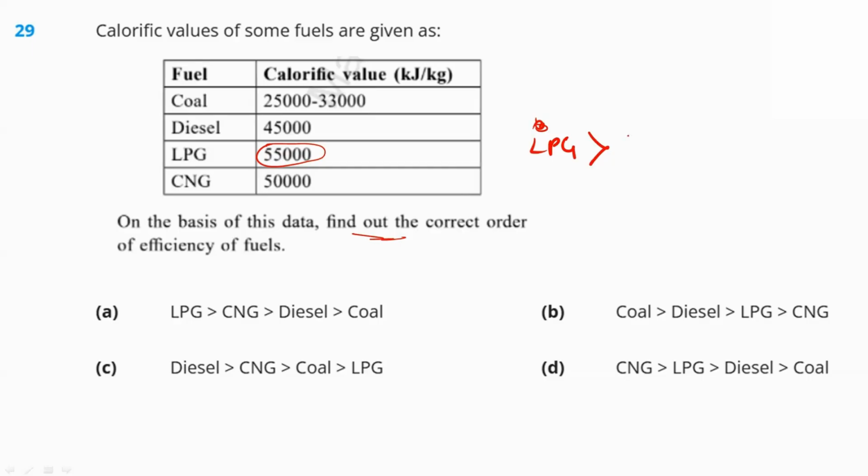First is LPG, then comes the CNG, which is 50,000. Okay, so LPG is 55,000. Then CNG, which is greater than diesel, which is 45,000. Okay, diesel is 45,000. And then finally it's coal, which is only 25,000 to 33,000. So option number A is our right answer.